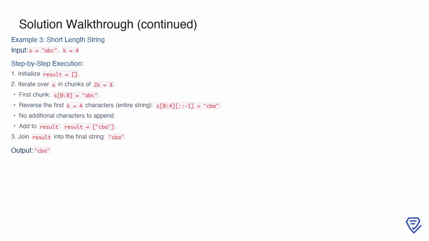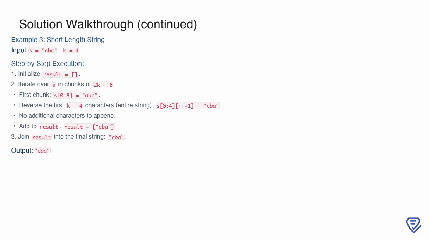For the input s equals abc and k equals 4, the length of the string is shorter than 2k, which equals 8. Here, we take the entire string s[0:8], which is abc, as a single chunk. Since k equals 4 is greater than or equal to the length of the chunk, we reverse the entire string.